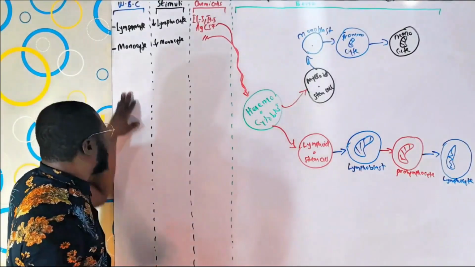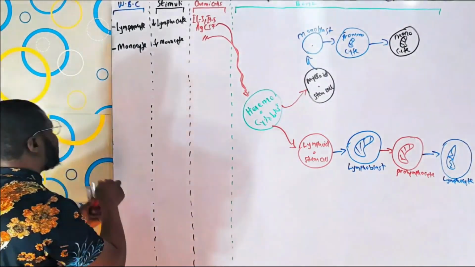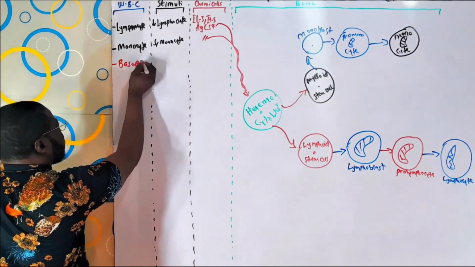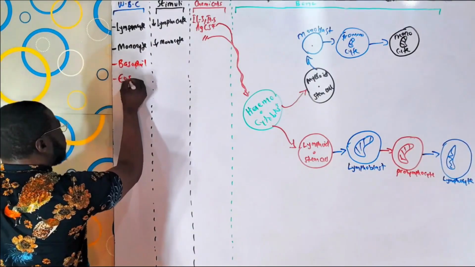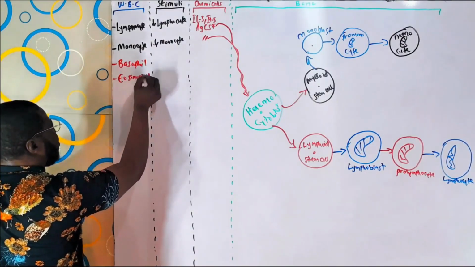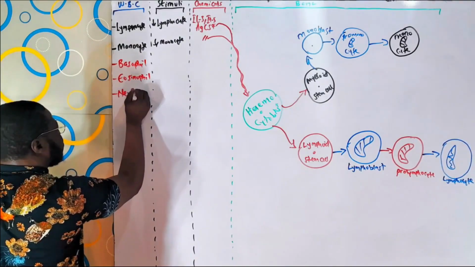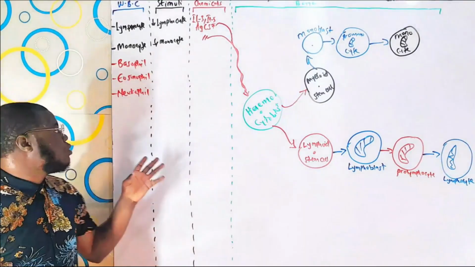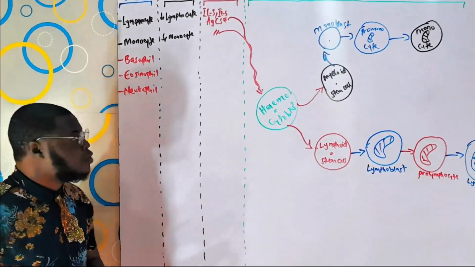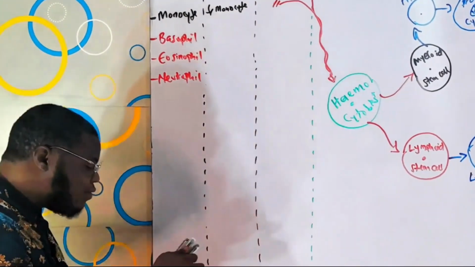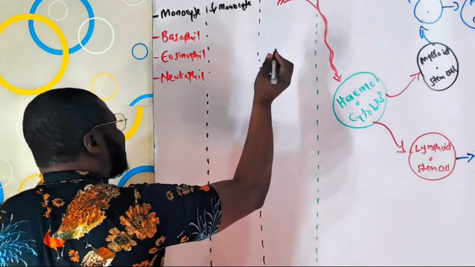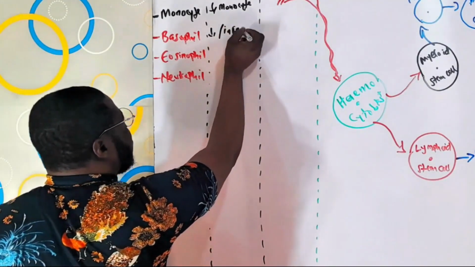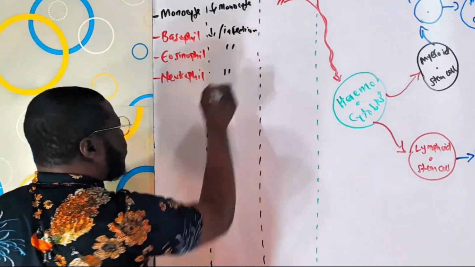Now, what about the agranulocyte? The agranulocyte includes the basophil, eosinophil, and neutrophil. So, if you want to produce these, what is going to happen? Now, they are all granulocytes. You can have the same stimuli for them as well. So, infection or reduction in the count. Same stimuli.